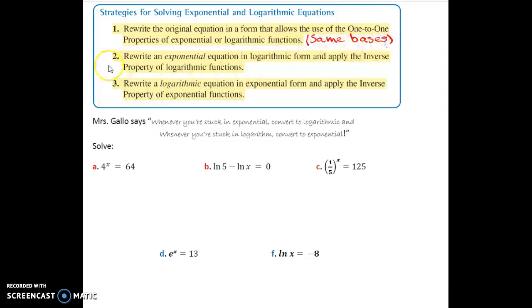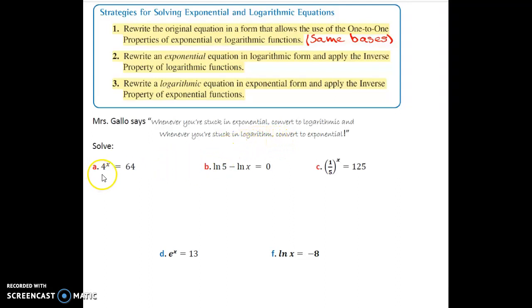And then you can read the next two properties. They're in terms of rewriting your expression. The way that I say it is whenever you're stuck in an exponential, convert to logarithmic. And whenever you're stuck in a logarithm, you want to convert to an exponential. Let's go ahead and look at a few specific examples.